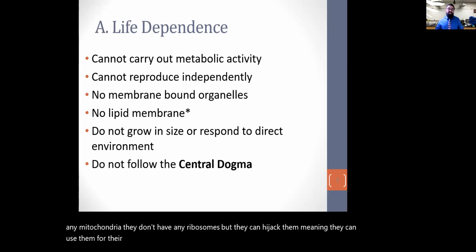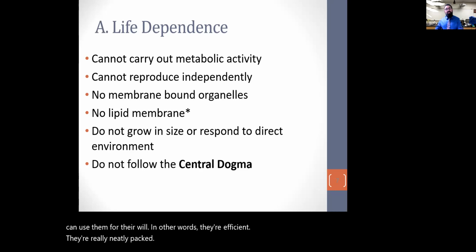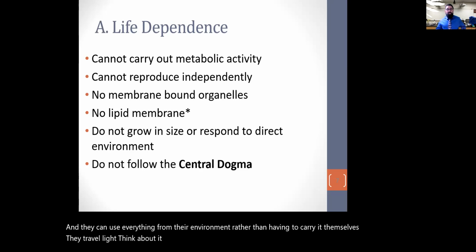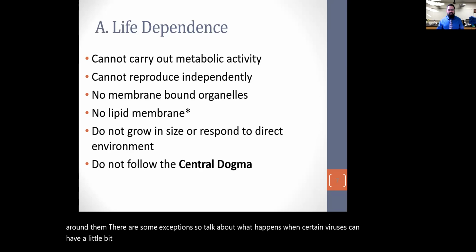In other words, they're efficient. They're really neatly packed, and they can use everything from their environment rather than having to carry it themselves. They travel light. Think about it that way. So most of them don't have a lipid membrane around them. There are some exceptions. We'll talk about what happens when certain viruses can have a little bit of a lipid enclosure, something called an envelope.